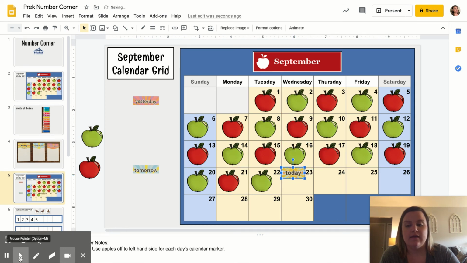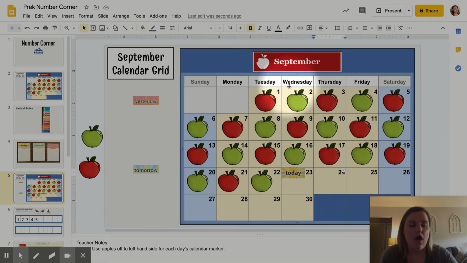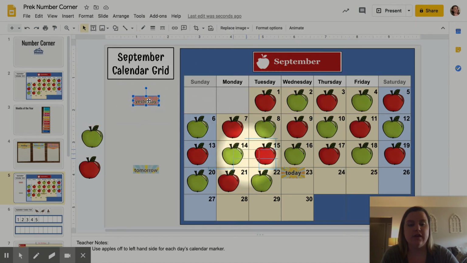Today is Wednesday. Wednesday, September 23rd, okay? And if today is Wednesday, September 23rd, what was yesterday? Yesterday was a Tuesday, okay? So let's get our yesterday card and put it right here on Tuesday, all right? So yesterday was Tuesday. Today is Wednesday, September 23rd.